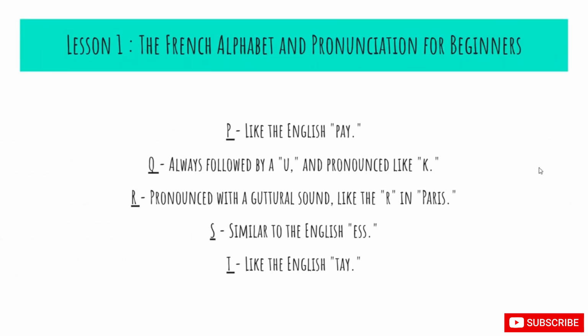P to T. P, like the English pay. Q, it's Q. It's like if you write it with K U, Q. R, R in French is the most difficult letter to pronounce because you pronounce it with the throat, not with the tongue. So the throat, it will be R. You roll the R. S, it's similar to the English S, S, S, S. And T, it's like the English T.